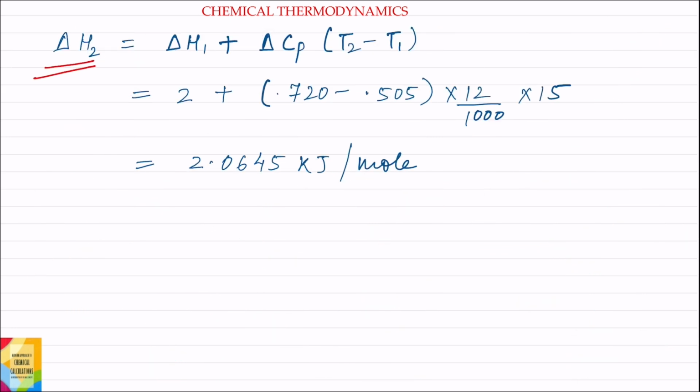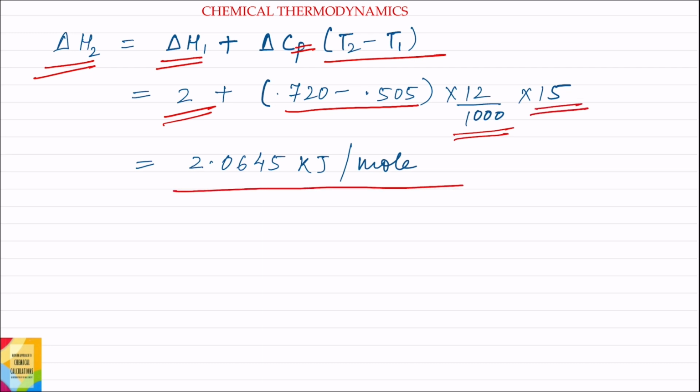Now delta H2 will be equal to delta H1 plus delta C into T2 minus T1. Delta H1 is 2 kilojoules per mole. Delta C value is 0.720 minus 0.505 into 12 divided by 1000 into T2 minus T1, which is 15. Solving, the value of delta H2 will be 2.0645 kilojoule per mole. This is the value of conversion of graphite into diamond at 273 Kelvin.